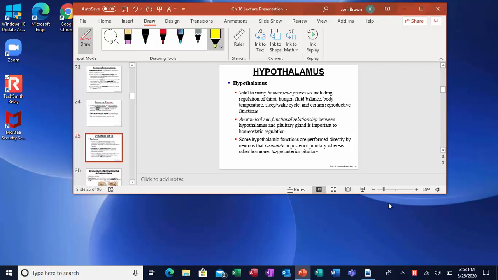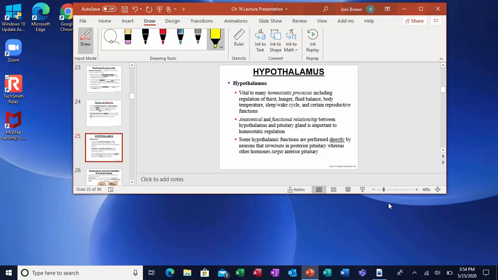You remember this is up in the diencephalon of the brain. It is the king of the endocrine system. It creates actions, but it's not likely to go out and do it itself, okay? It's the king. It's vital to maintain homeostasis, maintains our regulation of hunger and thirst, our fluid balance, our body temperature, our sleep-wake cycle, and some reproductive functions. It has a close anatomical and functional relationship with the pituitary gland, and they work together to maintain homeostasis.